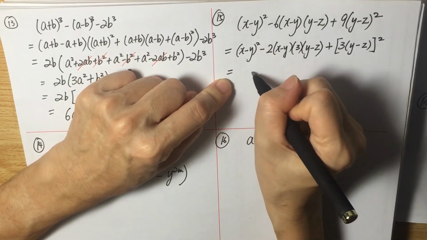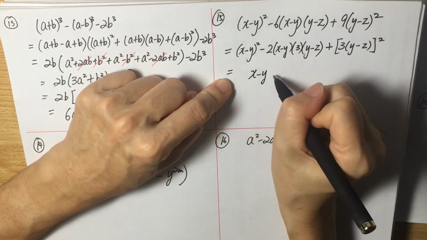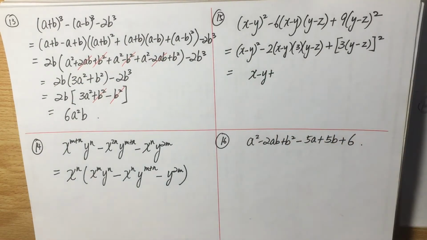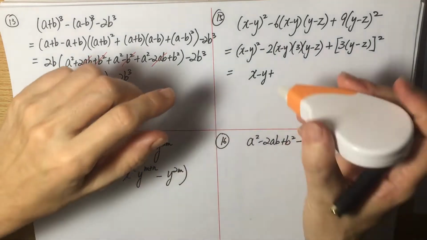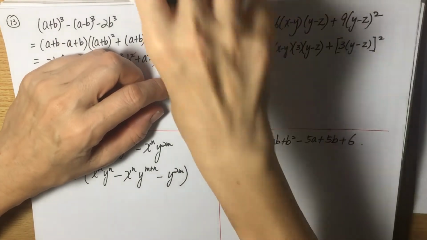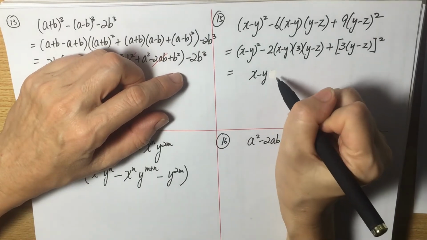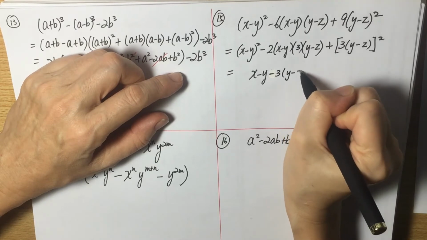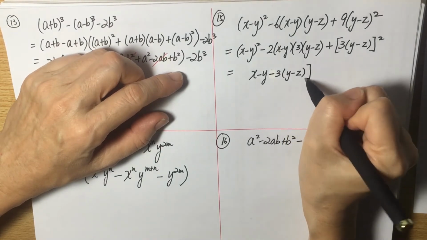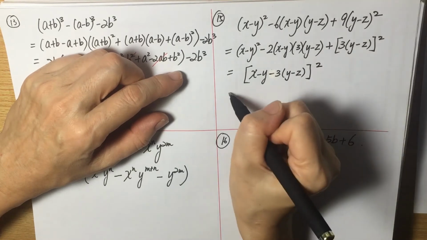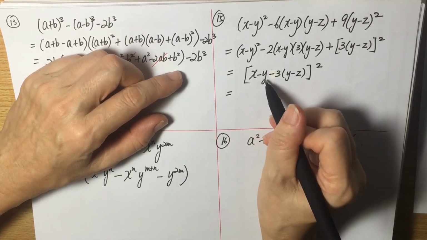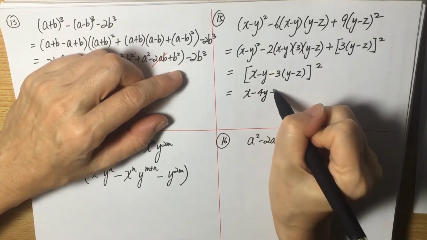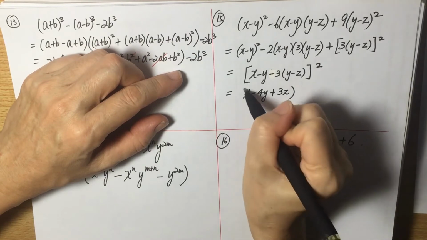So here I'm having x minus y plus, no, sorry, not plus, but minus, because this term is negative. So I'm having minus 3 into y minus z, the whole thing square. So I'm actually getting x minus y minus 3y, so that will be x minus 4y, and then plus 3z, square of it.